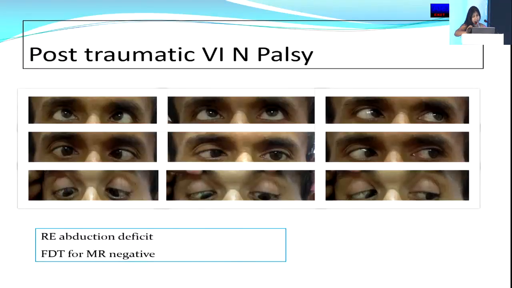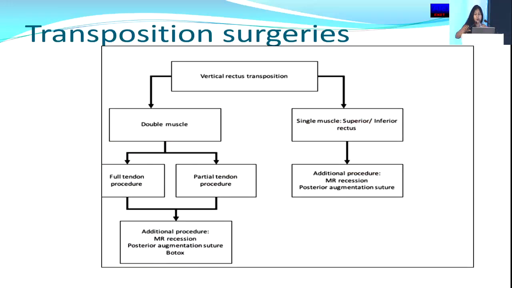Here is another case of post-traumatic sixth nerve palsy, and you can see that the abduction in the right eye is significantly deficient. But the FDT for MR is negative. So what's your choice? In such cases, you have a whole array of transposition surgeries. You may choose to do a double vertical muscle transposition, or a single vertical muscle transposition. You may choose a full tendon transposition or a partial tendon transposition, depending on your need to do the MR recession and the amount of deviation.